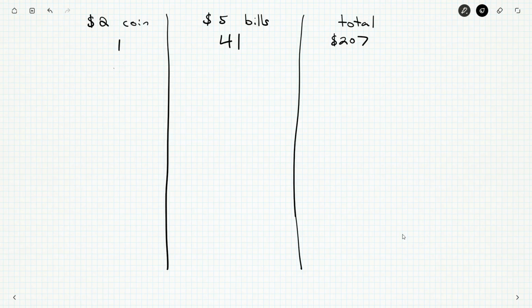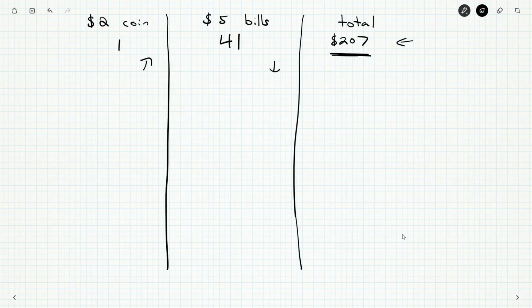Okay, new plan. What if we increased the number of $2 coins? What if we used 3 coins or 7 coins or something like that? Well, if we're increasing the number of $2 coins, but we want the total to stay exactly where it is, we're going to have to correspondingly decrease the number of $5 bills. If I just keep 41 $5 bills and add another $2 coin, suddenly our total is $209. That's not what we want. We want $207. So if we increase the number of $2 coins, we have to decrease the number of $5 bills.